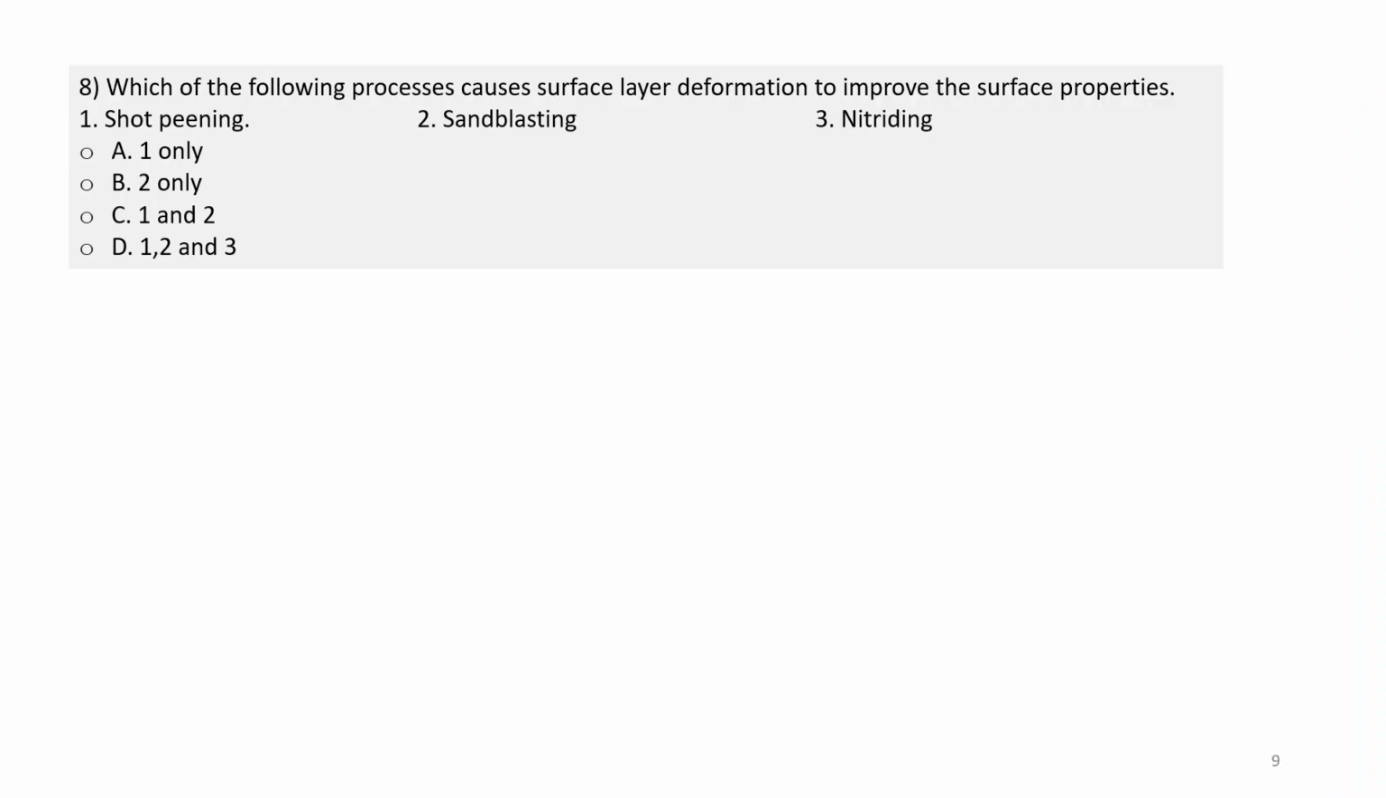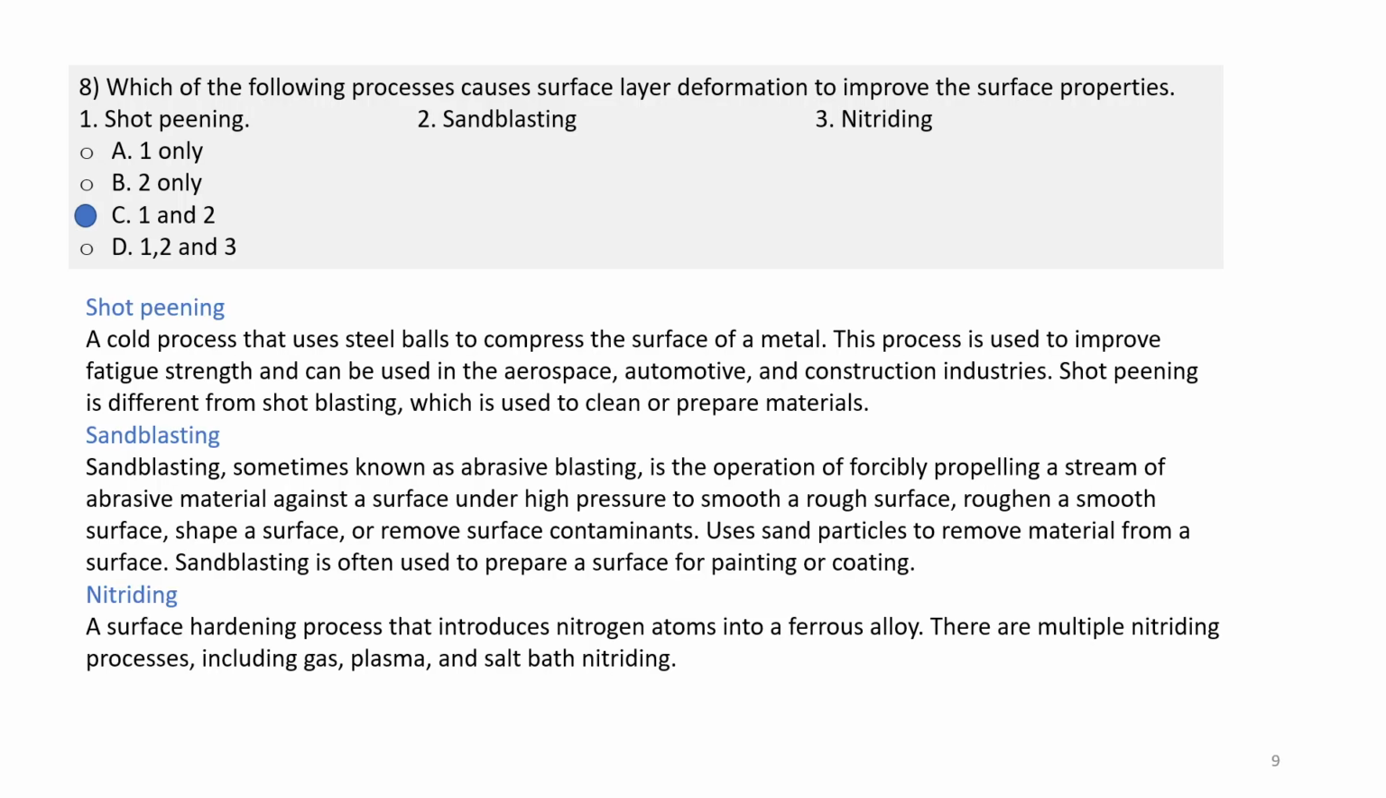Next question is, which of the following processes causes surface layer deformation to improve the surface properties? The options are shot peening, sandblasting, and nitriding. So the options are 1 only, 2 only, 1 and 2, or 1, 2, 3 all. So the correct answer will be 1 and 2.